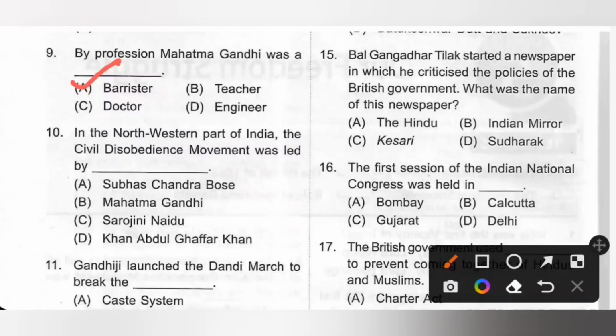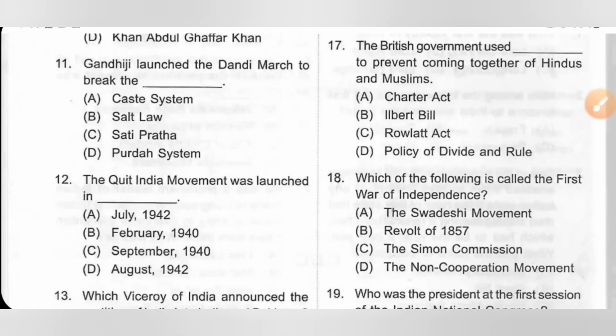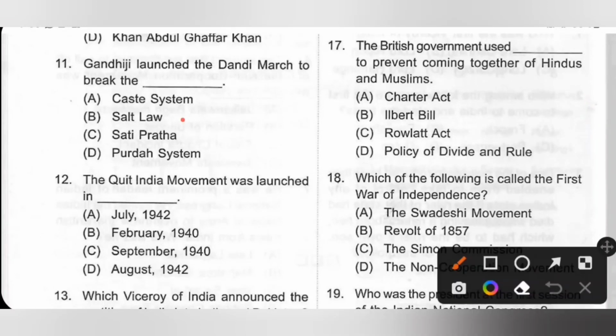Tenth one, in the northwestern part of India, the civil disobedience movement was led by option A, Subhash Chandra Bose, B, Mahatma Gandhi, C, Sarojini Naidu, D, Khan Abdul Ghaffar Khan. So, in the northwestern part of India, the civil disobedience movement was led by Khan Abdul Ghaffar Khan. Option D is the correct answer. Option D. 11th one. Gandhiji launched the Dandi March to break the dash. A. Caste system. B. Salt law. C. Satyagraha. D. Purdah system. So, Gandhiji launched the Dandi March to break the salt law. Okay. Option B is the correct answer.